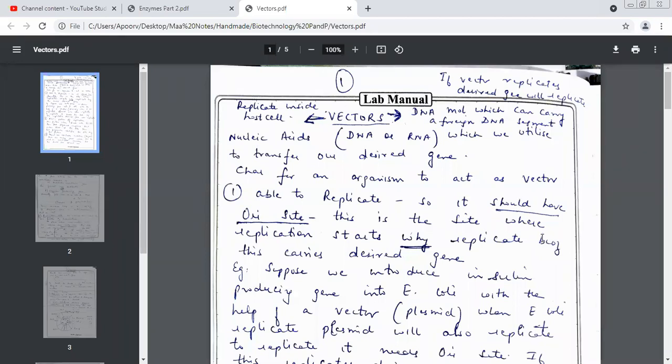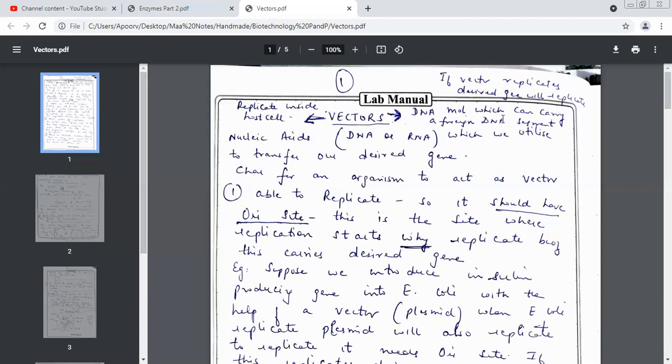We are going to talk about the next heading of the chapter. Enzymes are done. Which is the next topic we are taking? Vectors. Very good. See now, 2 things you need to all remember about vectors. Number 1, they are DNA molecules which can carry a foreign DNA segment.